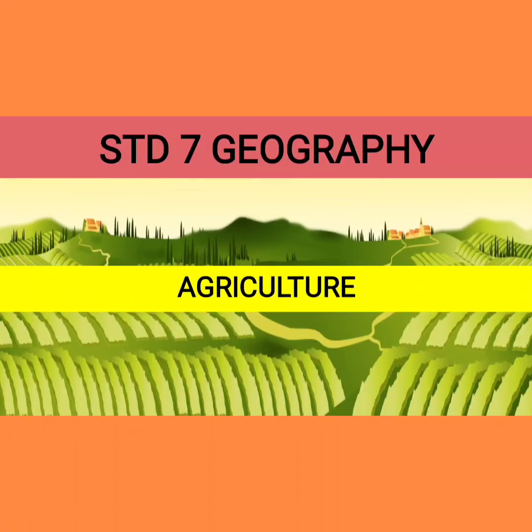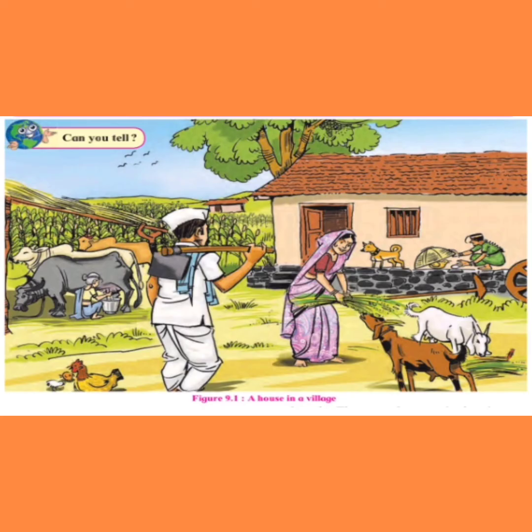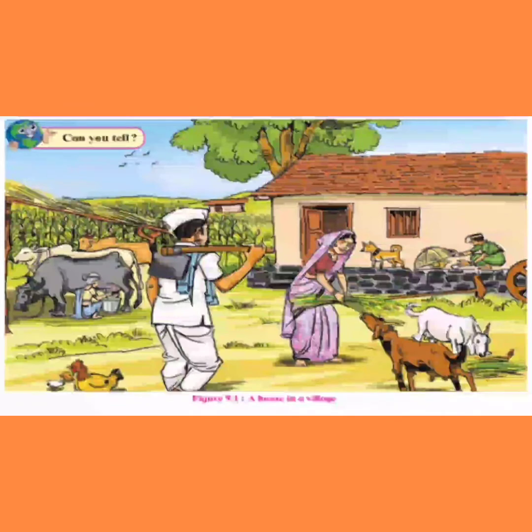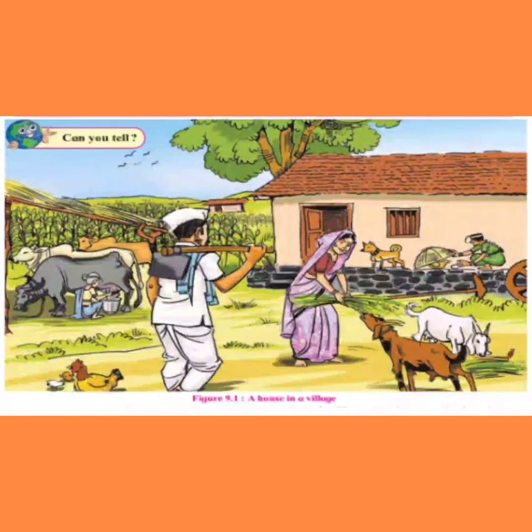Standard 7 Geography. The name of the lesson is Agriculture, and this is the explanation of the lesson. Now you can see the picture over here. Can you tell? This is a house in a village. But whose house is it? It is the house of a farmer.